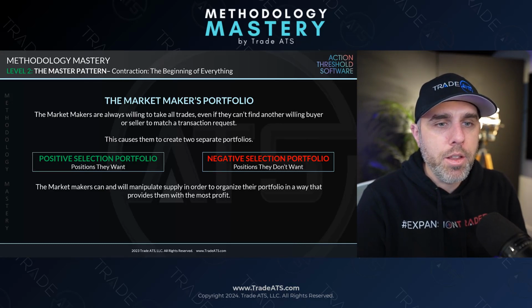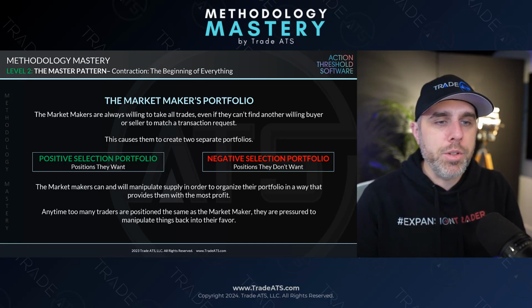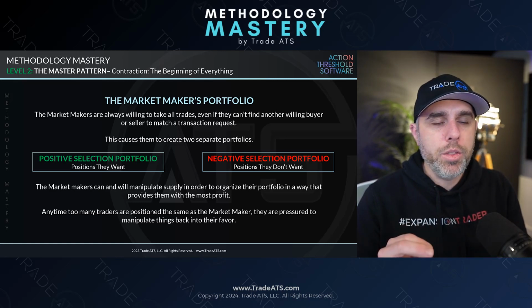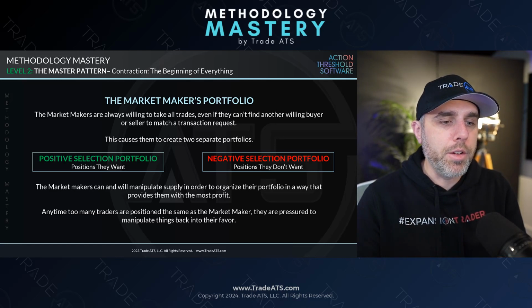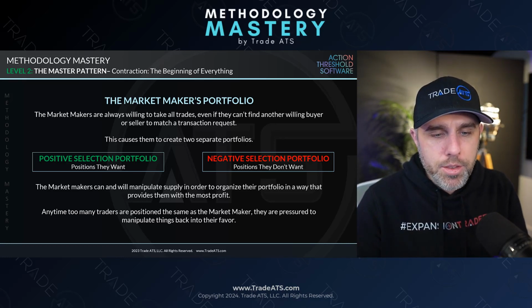So the market makers can and will manipulate supply in order to organize their portfolio in a way that provides them with the most profit. Anytime too many traders are positioned the same as the market maker, they are pressured to manipulate things back into their favor. Now, just real quick, I know that this always has a nefarious overtone to it, like the market makers are always out to manipulate the market just for the pure fact of stealing money from the sheep.